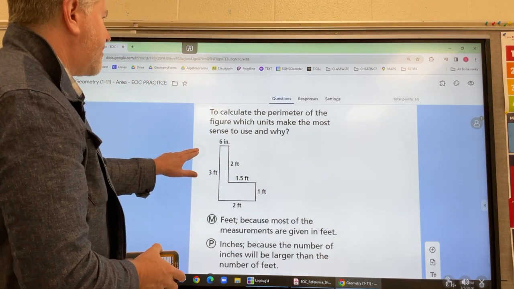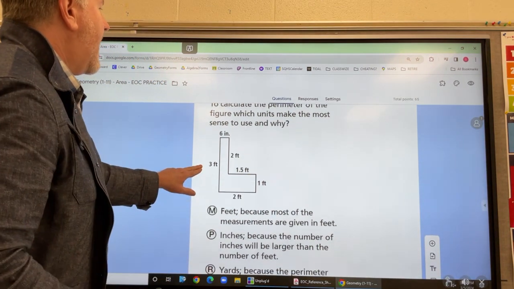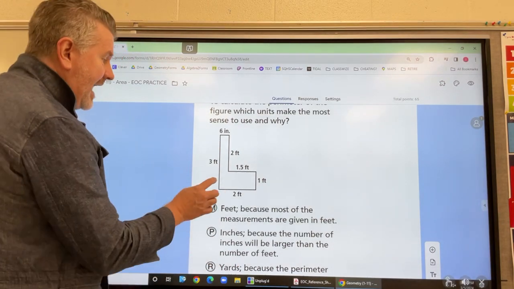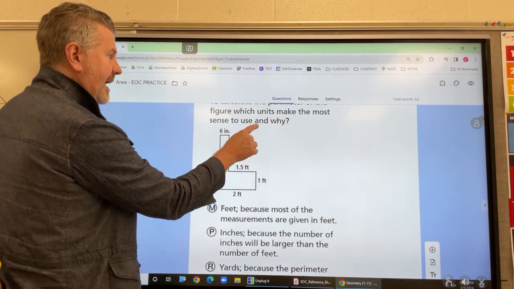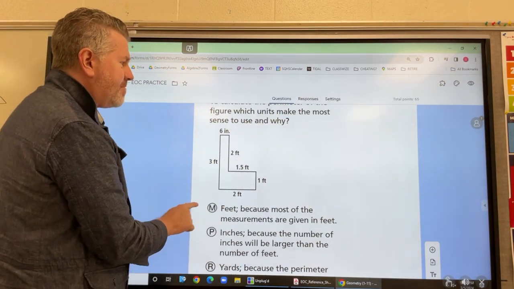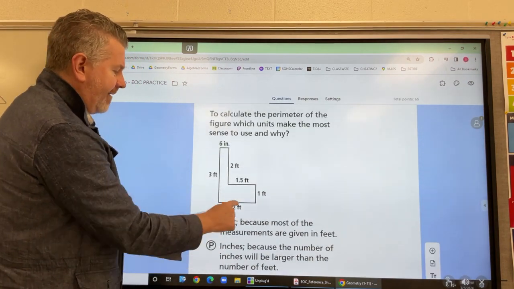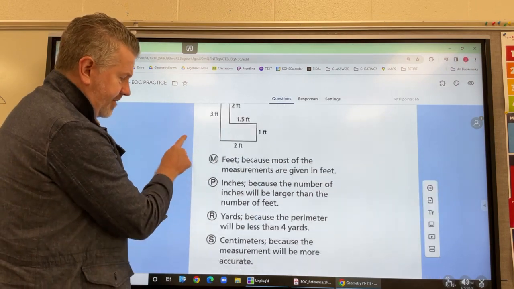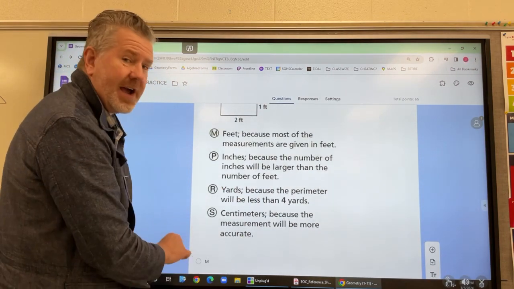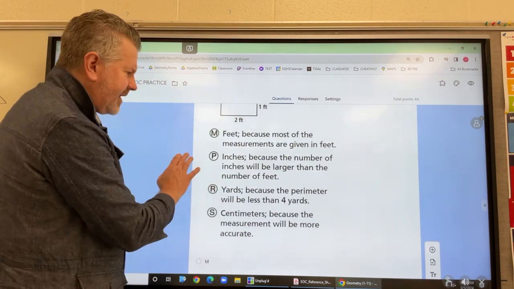So I'm just going to calculate the perimeter of the figure. But we can't actually calculate it. We can, but they don't ask us to. They just say which units make the most sense: feet, inches, yards, or centimeters. Obviously, we don't have any yards or centimeters, so we can cross off R and S. Those are the ridiculous answers.